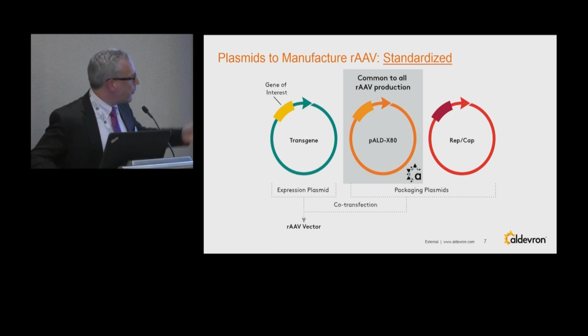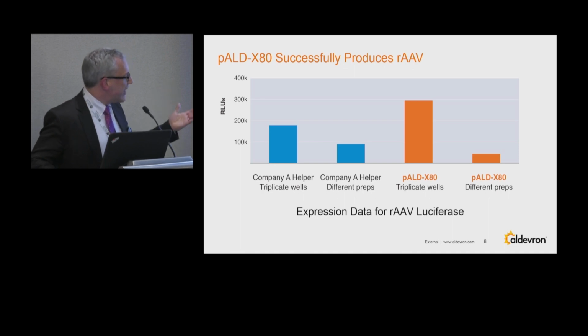So this helper plasmid is common to all rAAV production. Regardless of the serotype or transgene, you need these helper functions, which are adenoviral genes, in order to produce the AAV. And this is the plasmid that we've worked with colleagues at Asclepios Bio to develop, pALDX80. So this is a plasmid that we now have available at research grade and at clinical grade as an off-the-shelf product for our clients. So here is the plasmid that we manufactured, with expression data for rAAV luciferase.